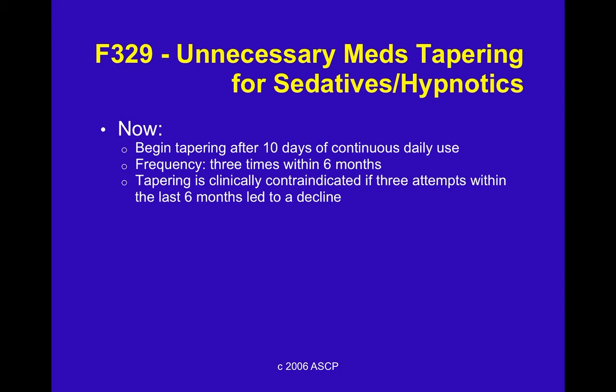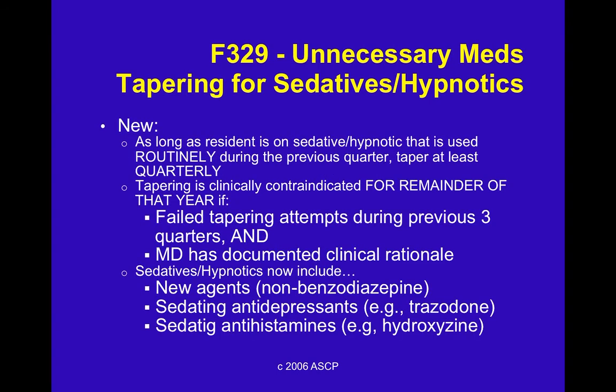The same thing for dose reduction is looked at with sedatives and hypnotics. So they should begin tapering after 10 days of continuous daily use. The frequency is we should try gradual dose reductions 3 times within 6 months. And tapering is clinically contraindicated if 3 attempts within the last 6 months led to a decline in function. As long as the resident is on these, like I said, we should try at least 3 times.